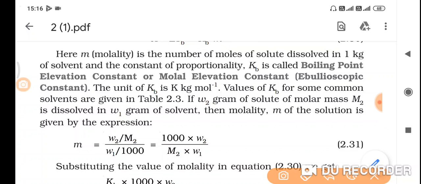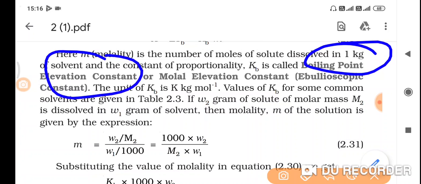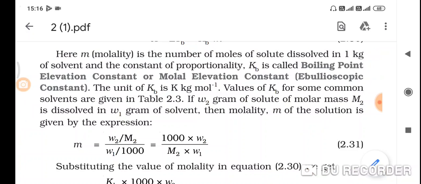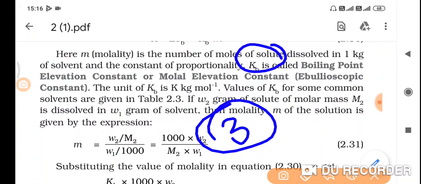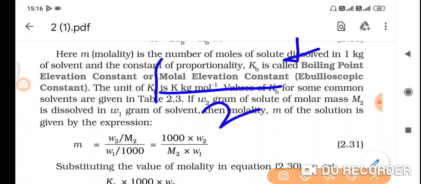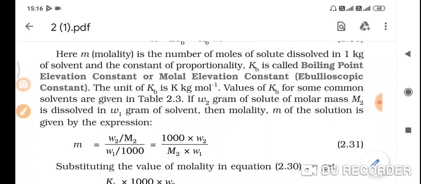In exam, the examiner can ask KB by any name. So it's your responsibility to learn all three names. The first name is boiling point elevation constant, second is molar elevation constant, and third one is ebullioscopic constant. So KB has three names, right? So you must remember three names. First, boiling point elevation constant, second one is molar elevation constant, and third one is ebullioscopic constant, right?